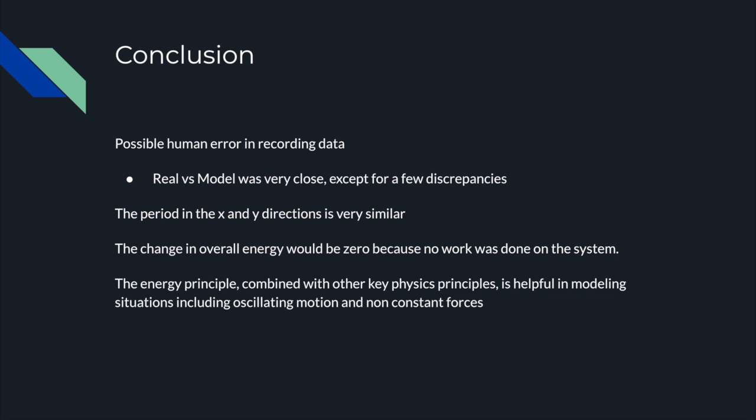In conclusion, there was possible human error in recording the data, as the real versus model graph was very close except for a few small discrepancies. The period in the x and y direction is very similar and ideally would be the same. The change in overall energy would be 0 because no work was done on the system. And the energy principle, combined with other key physics principles, is helpful in modeling situations including oscillating motion and non-constant forces.